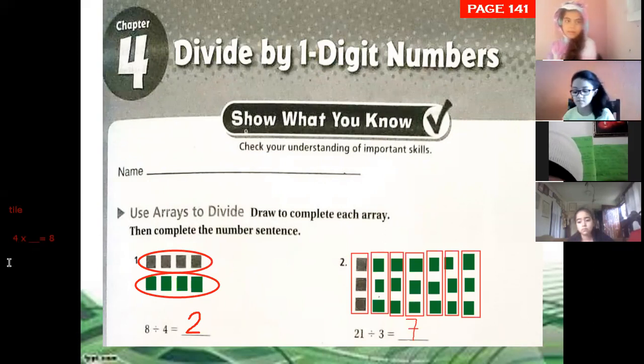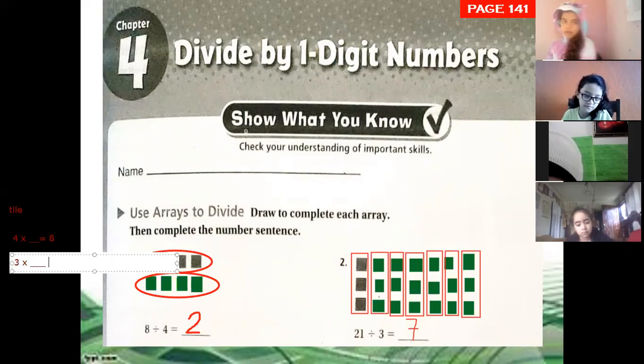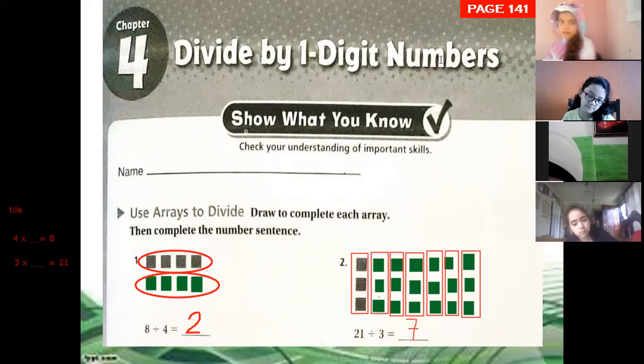And the next one is 21. You have 3 times el número que no conozco equals 21. 3 times 7. Ahí está, 3 times 7, which is the answer here. Okay, continue.